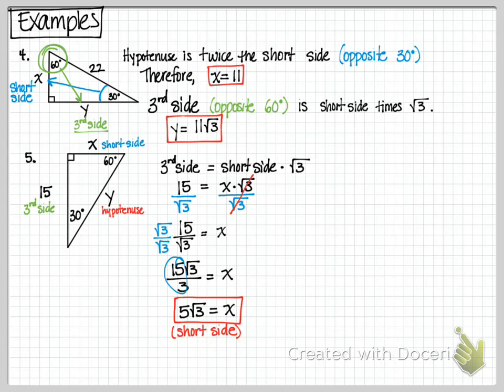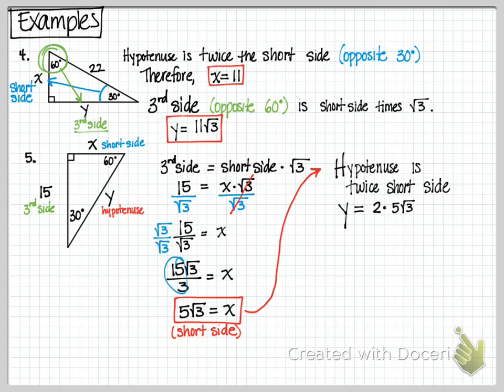We're not done with this problem because we had to solve for both x and y. So now that we have the short side, we remind ourselves the hypotenuse is twice the short side. So y, the hypotenuse, equals 2 times the short side, 5 root 3. Well, 2 times 5 root 3 is 10 root 3. And that's the last of the examples. So I hope this will help you with doing some of your problems with the special right triangles.